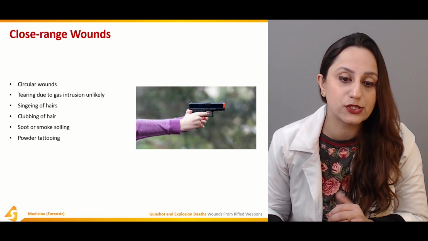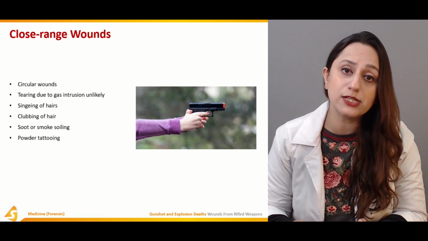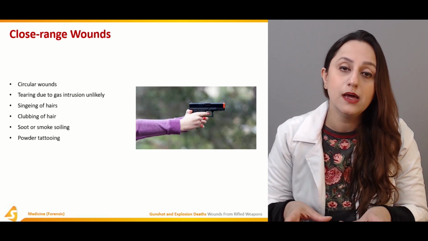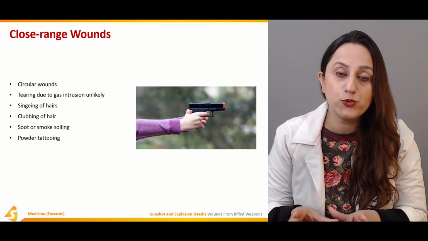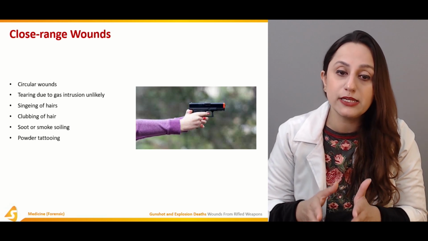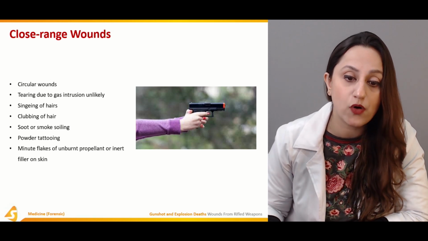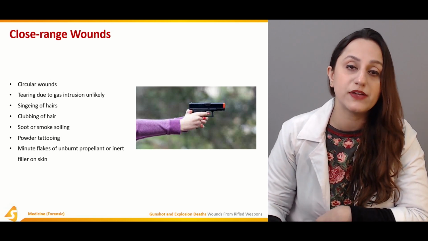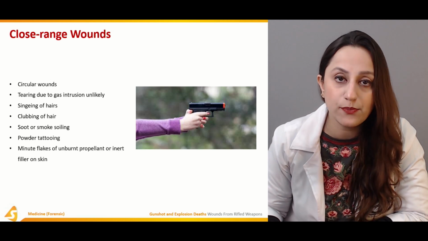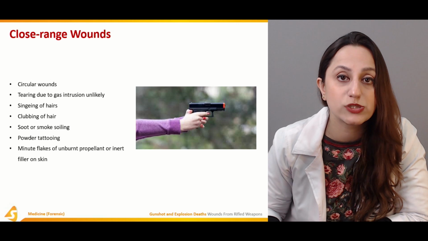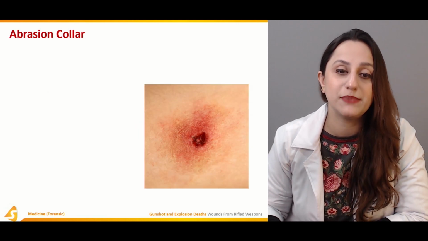close contact wound. Powder tattooing is basically the burnt phenomenon around the main entry wound due to the soot, and that is known as the powder tattooing phenomenon. The minute flakes of unburnt propellant or inert filler on the skin are again very important, and they're very crucial whenever we are writing down an autopsy report and commenting on a firearm injury.